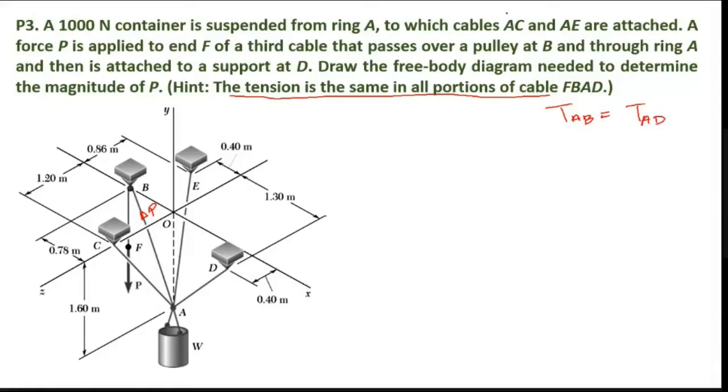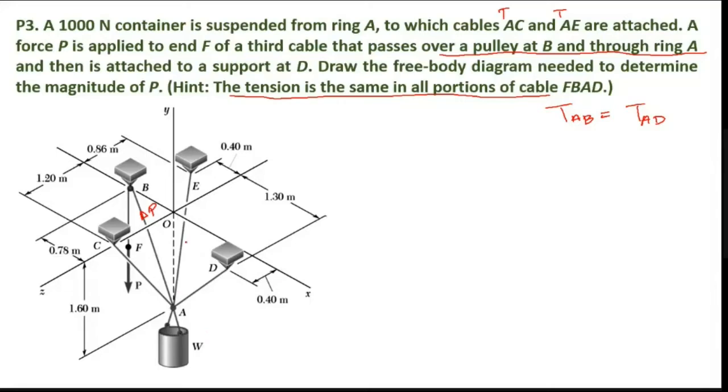Sorry, this is separate. This is a separate tension, and this is a separate tension. It is not connected to a single cable. The statement is here, over a pulley at B through ring A. That is why they gave a hint in the problem indicating that this is your tension, not this one. So these are the tension forces which are acting.